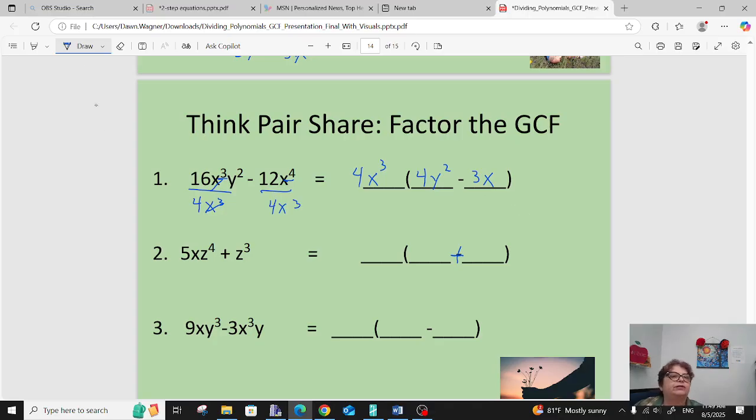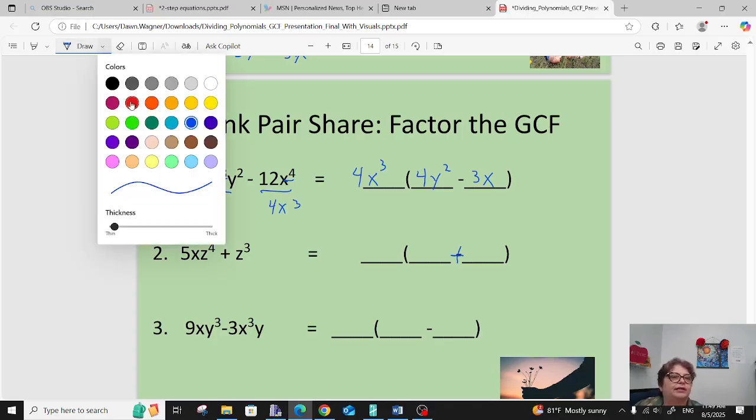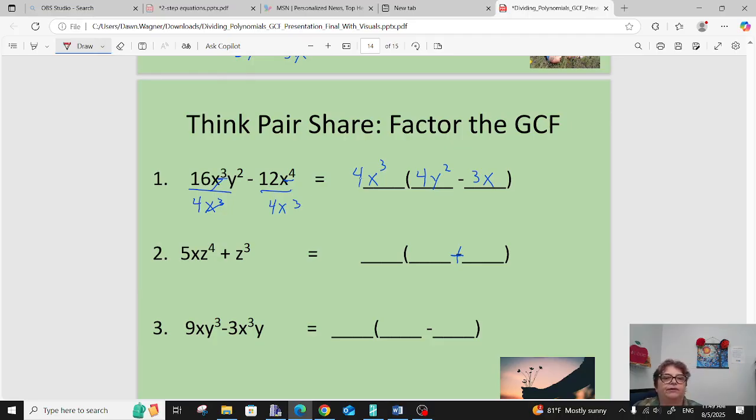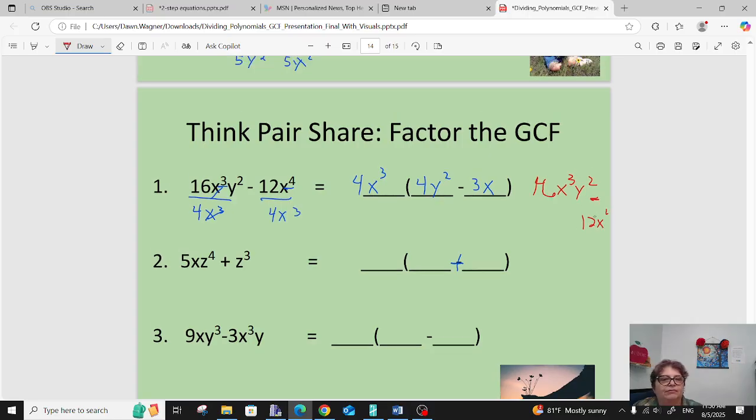Now, if you multiply this out, you should get the exact same answer you started with. 4 times 4 is 16. X to the third, y to the second. See how that's the first term? And if I multiplied 4x to the third times a minus 3x, I get minus 12x to the fourth. I know I did it right if I can multiply this out and get back where I started from.